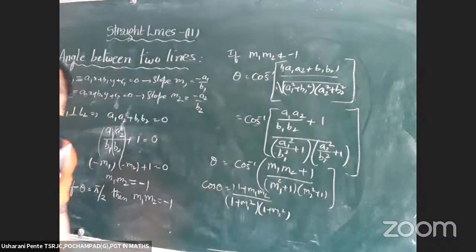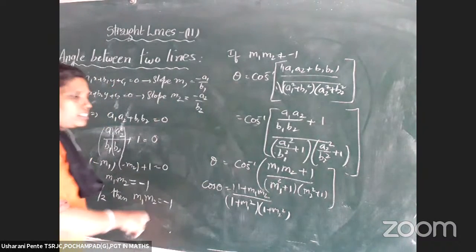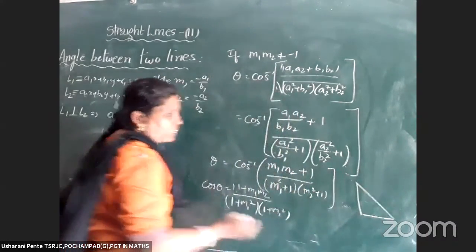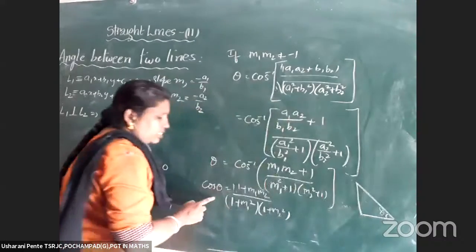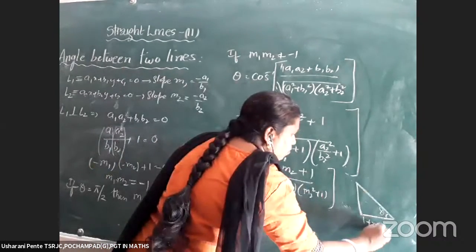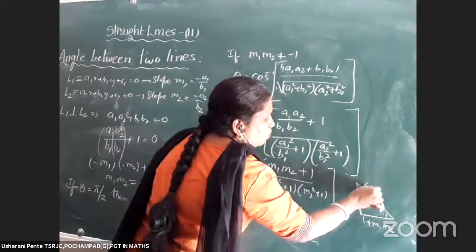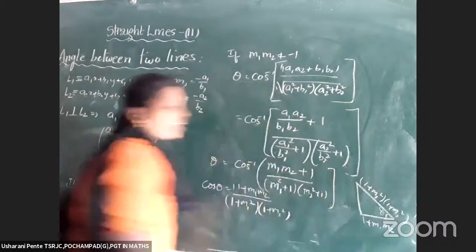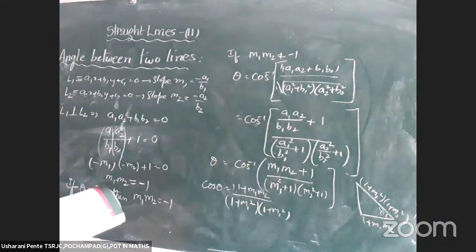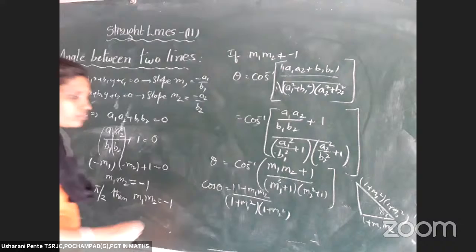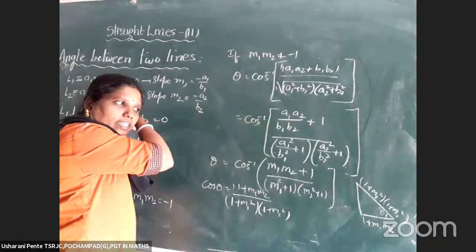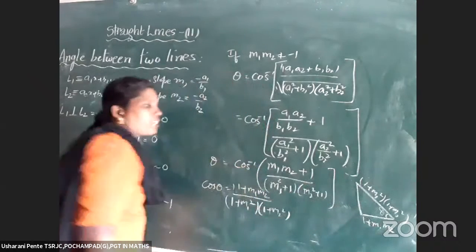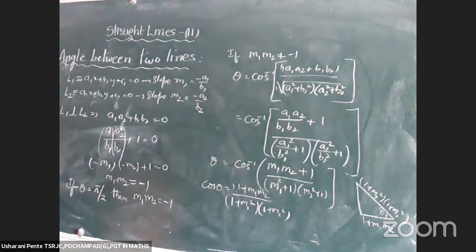Cos theta is adjacent by hypotenuse. If this is a right angle triangle with angle theta, then the adjacent side is 1 plus m1 m2, and the hypotenuse is under root of 1 plus m1 square into 1 plus m2 square. Then how do we find tan theta? Tan theta is nothing but opposite by adjacent.